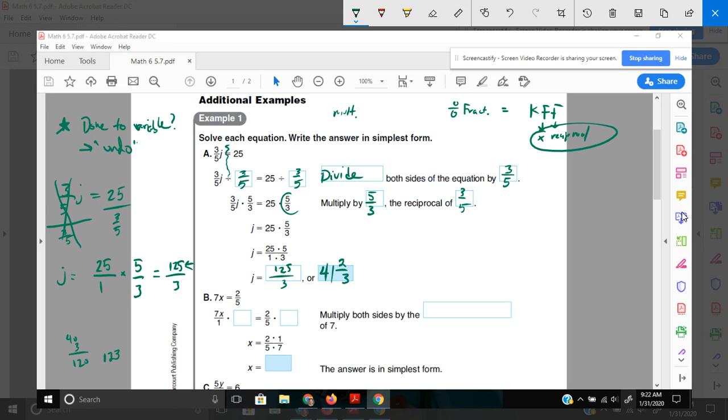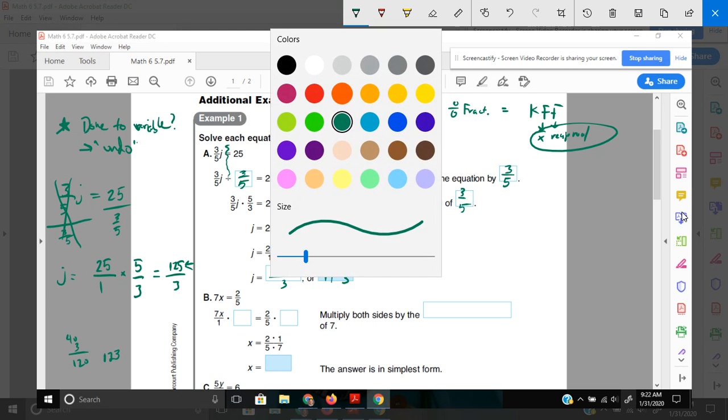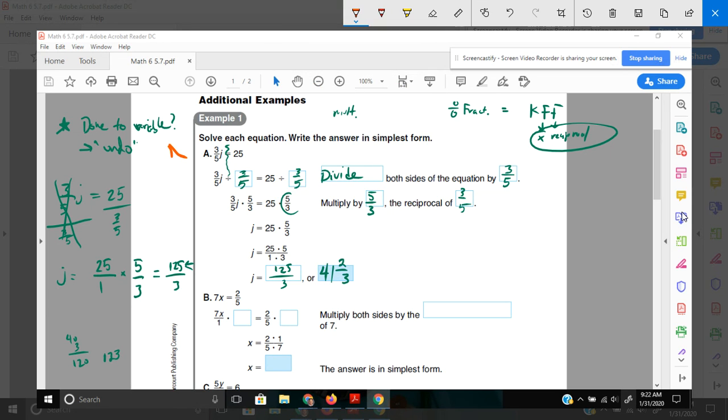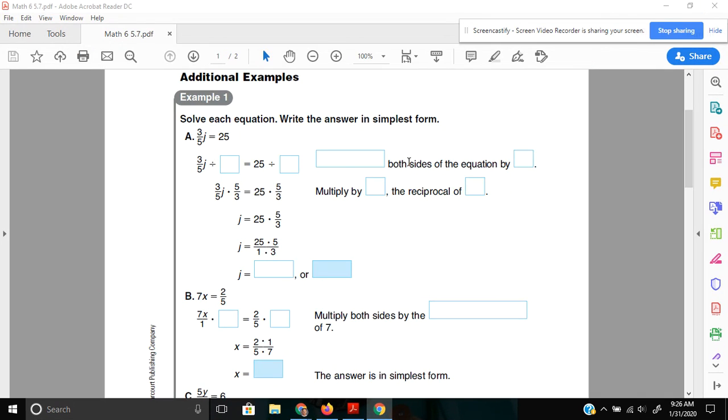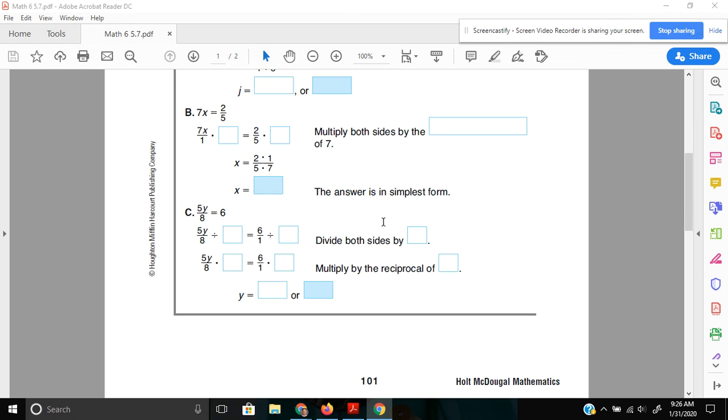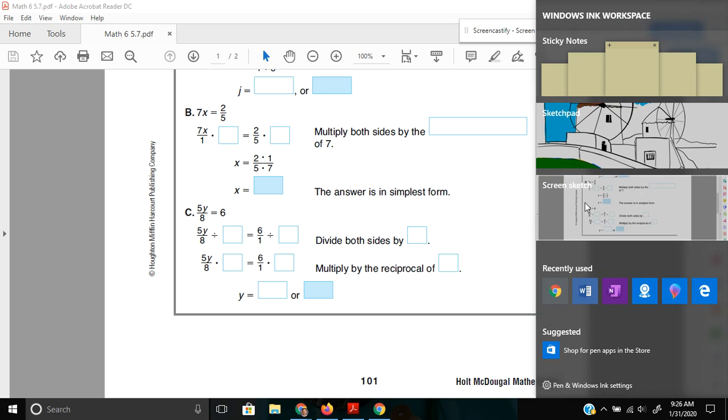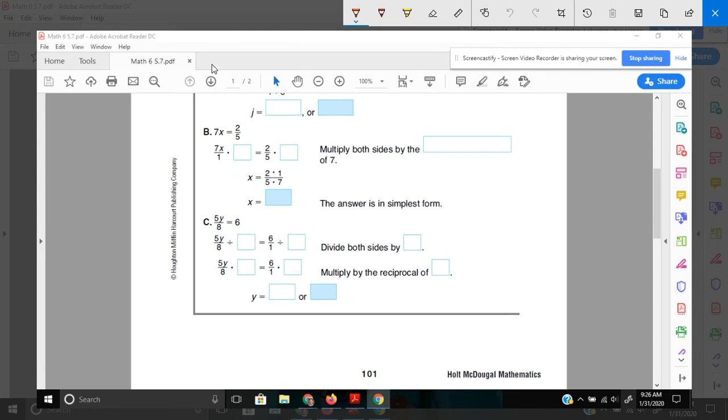Okay. So, big idea here. Remember your rules for algebra. How do I undo what's being done to my variable? And then also keep, flip, flop when you're dividing fractions. We're kind of mixing them all together now. All right, let's try B and C. They are very similar.